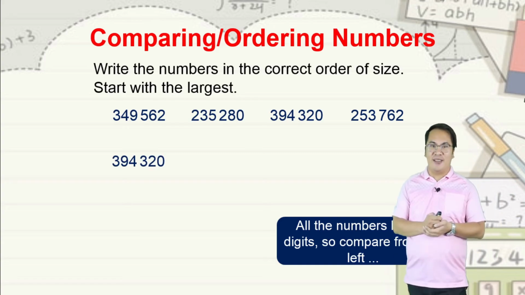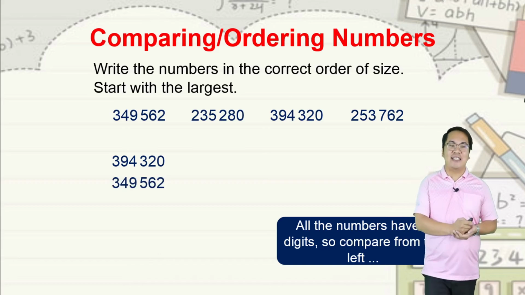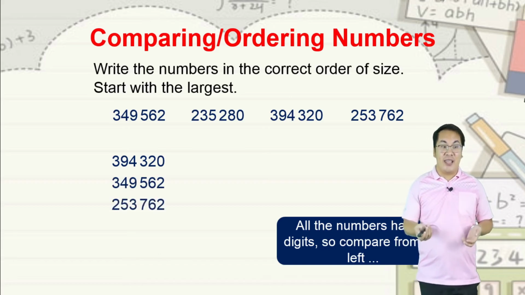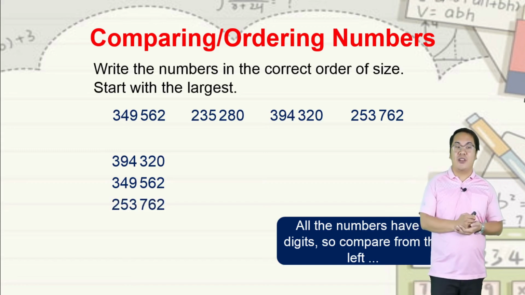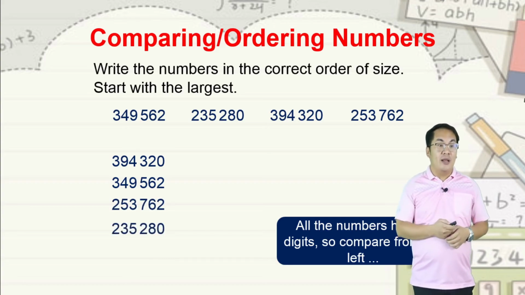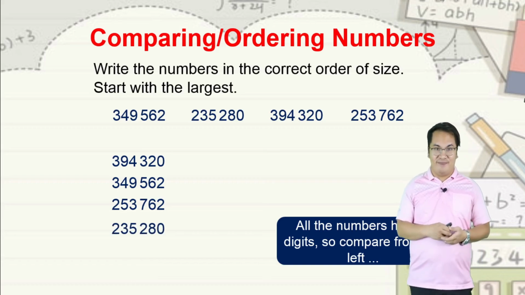394,320. All right. Followed by 349,562. Next is 253,762, and the smallest number is 235,280. There you have it.